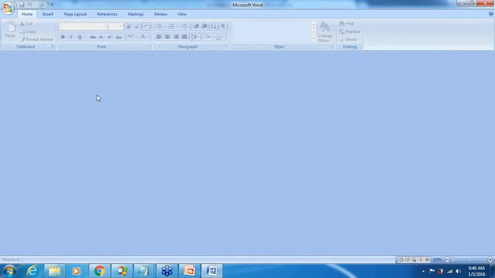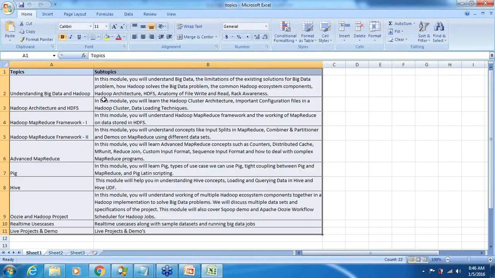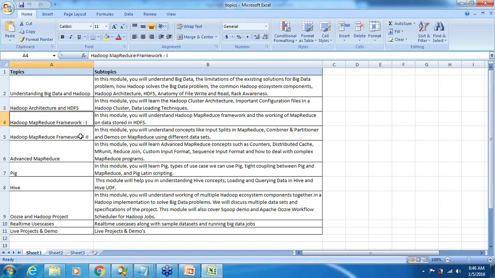So these are the topics that are being covered in this course. We'd be covering Hadoop framework 1, 2, advanced MapReduce programs with all sorts of concepts, and we'll cover Pig, we'll cover Hive, and we'll cover Oozie plus a Hadoop project. We'll cover real-time use cases, and some kind of an end-to-end flow of a project.